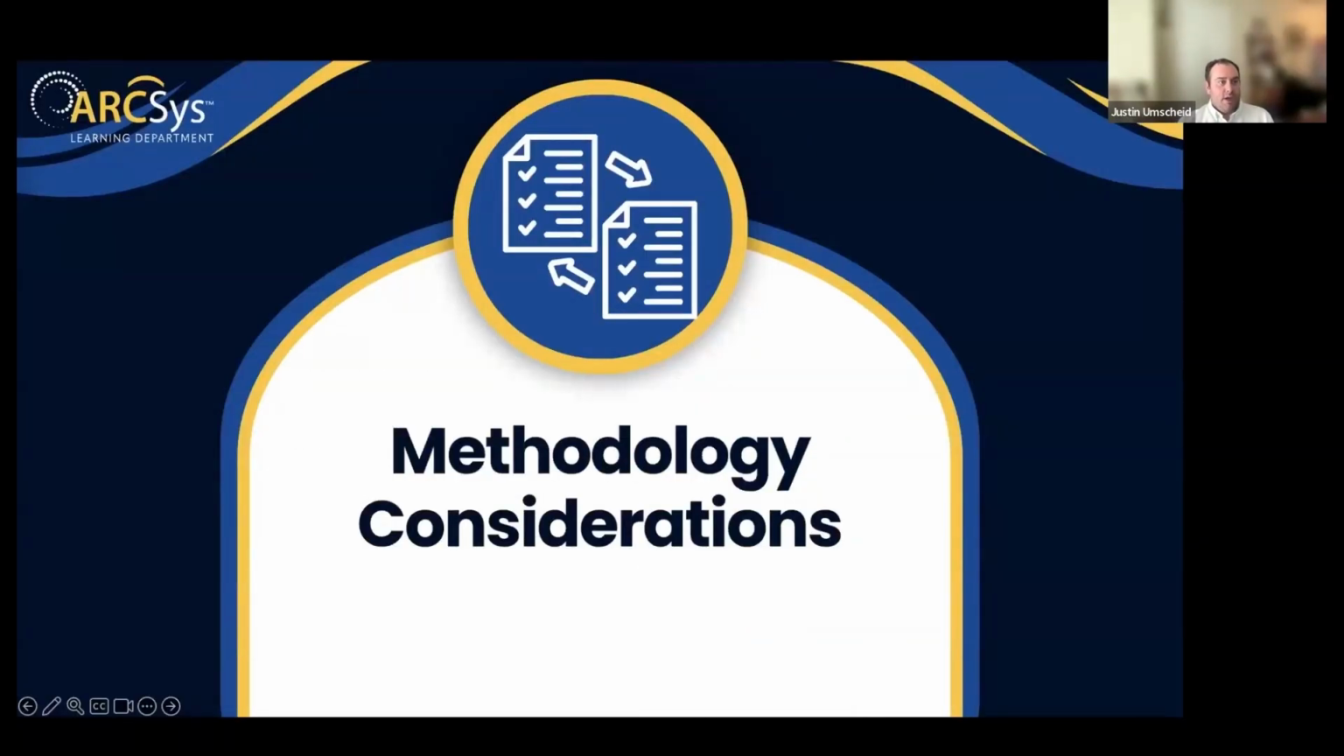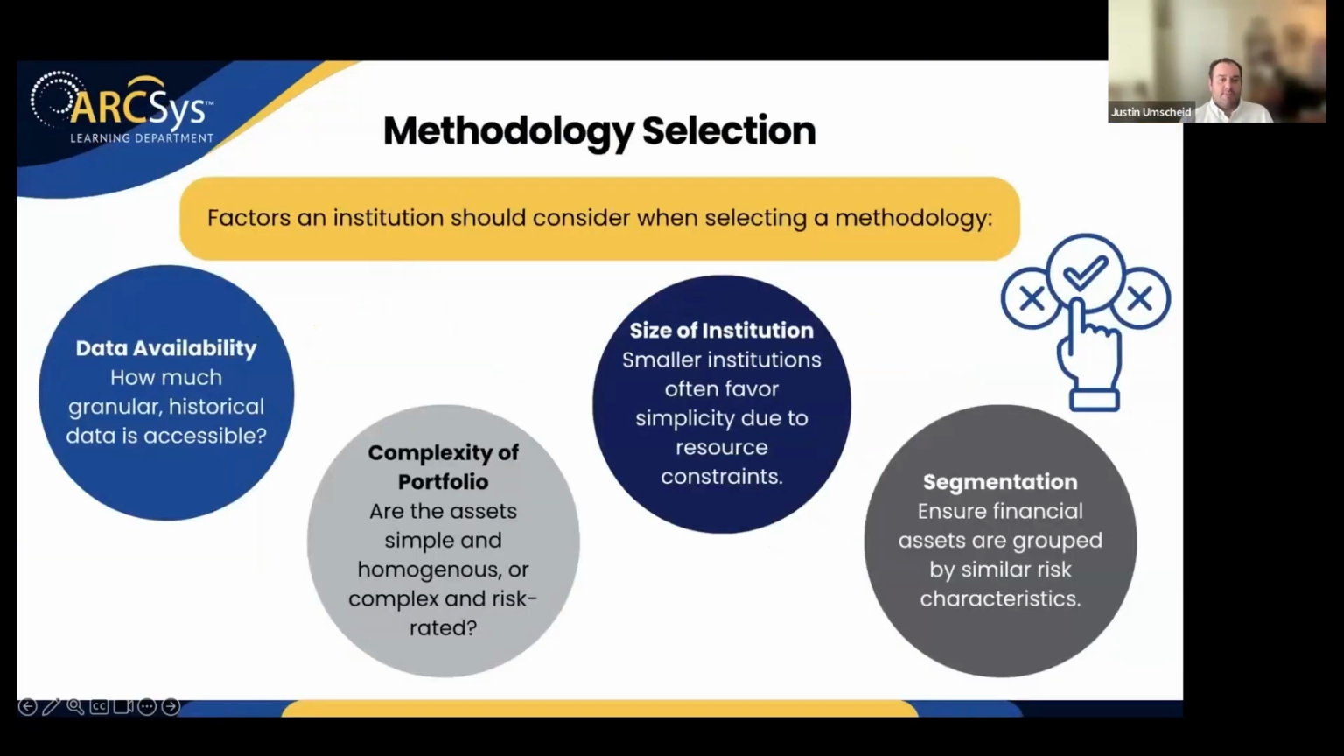So determining which model really may be the best fit for our institution, or again, maybe for different pools, right? You don't have to use the same exact model across all portfolios or all loan pools as you work through this. And a lot of this comes down to a couple of key items. First thing is data availability, right? How much data do we have access to?